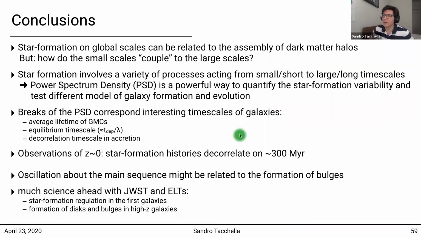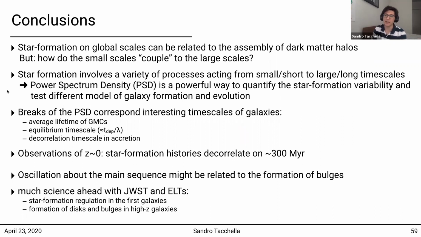So I come to the conclusion. I showed you at the beginning that star formation on global scales can be really related to the assembly of dark matter halos. So on global scales, a quite clear and, I would maybe say, simple picture arises. But then of course we see that star formation is really made by small entities. The question, I think, remains: how do these small scales couple to these larger scales? We put forward the idea of the power spectrum density to quantify, at least in the temporal space, this variability of star formation. We showed you with some simple models and also more complicated numerical models how to link these temporal variations to some of the underlying physics of star formation across small and larger scales.